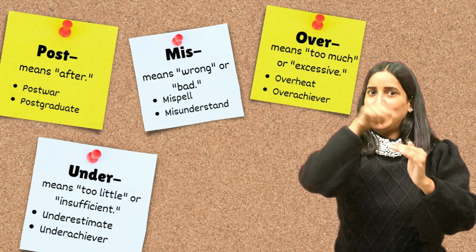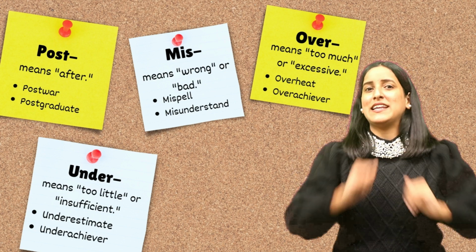Let's look at the other example, which is again achiever becomes underachiever. We talked about over, right? Now we're talking about under. Someone who does less than expected, right?